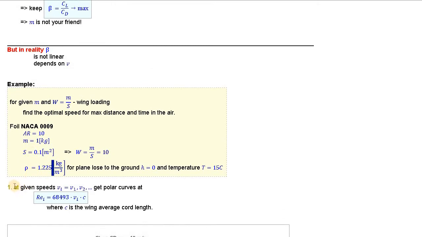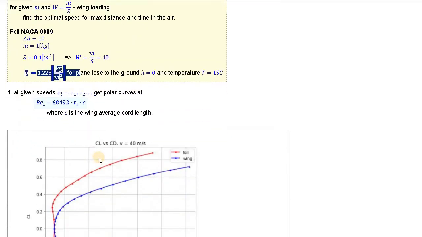So the first thing is, the problem is pretty simple. The mass is given and the area of the wing is given, or the wing loading, it doesn't matter. We have the airfoil, which is given, and we have the wing defined by the aspect ratio, and then some parameters of the atmosphere. So it's pretty simple.